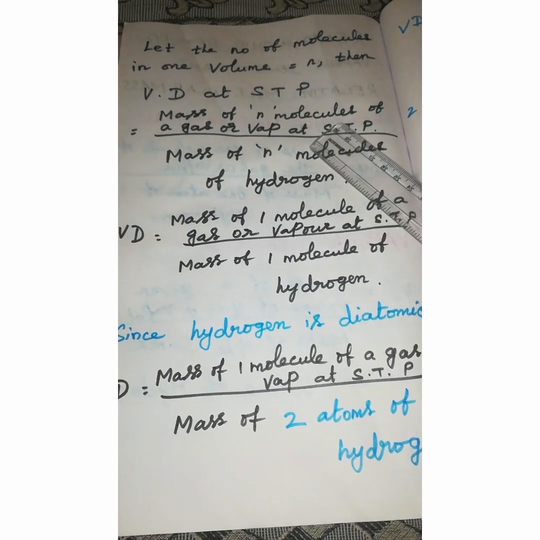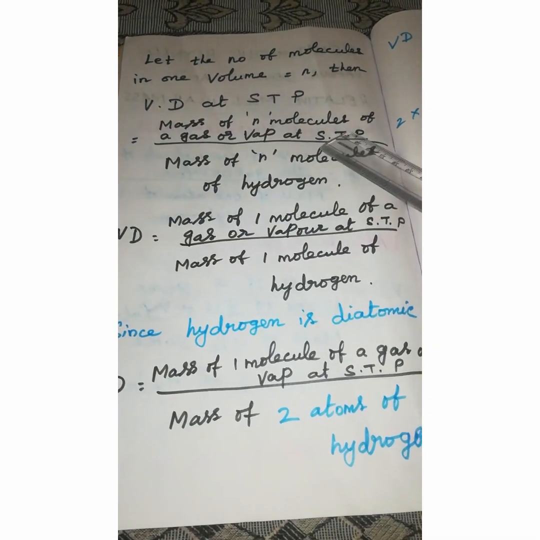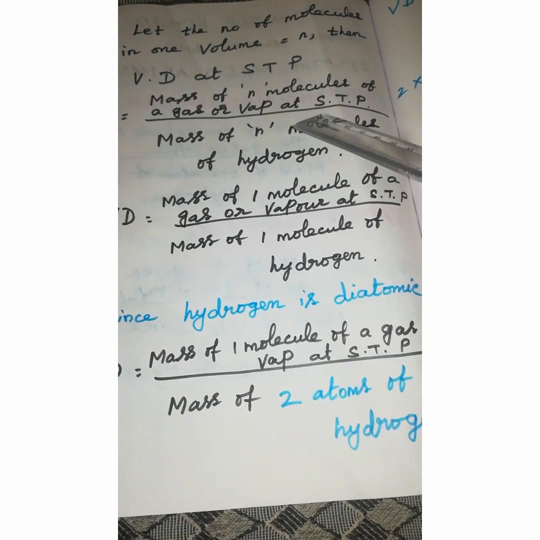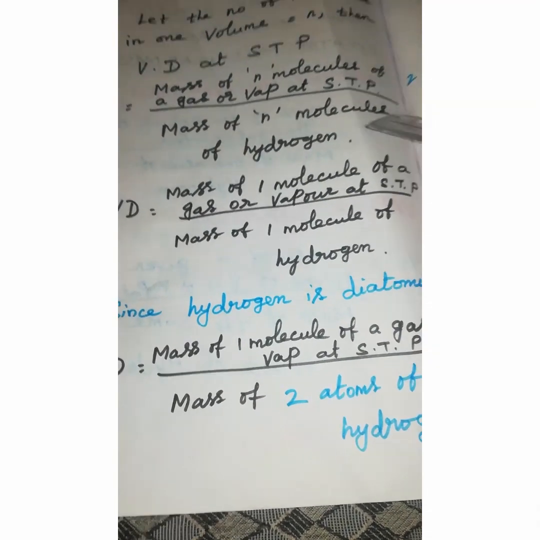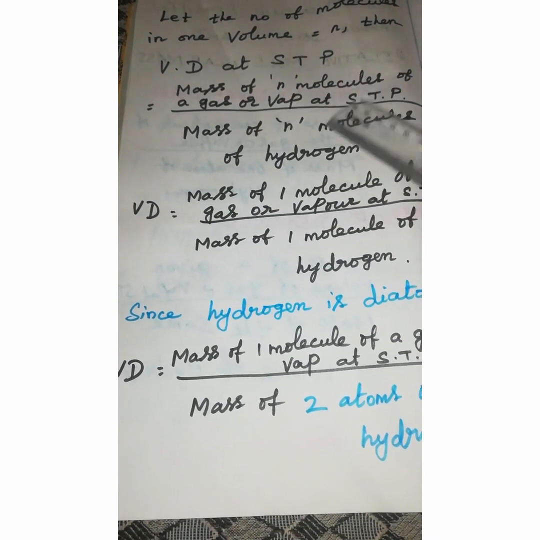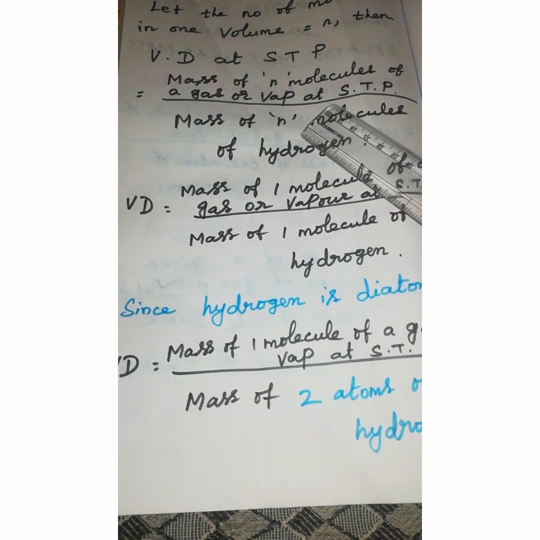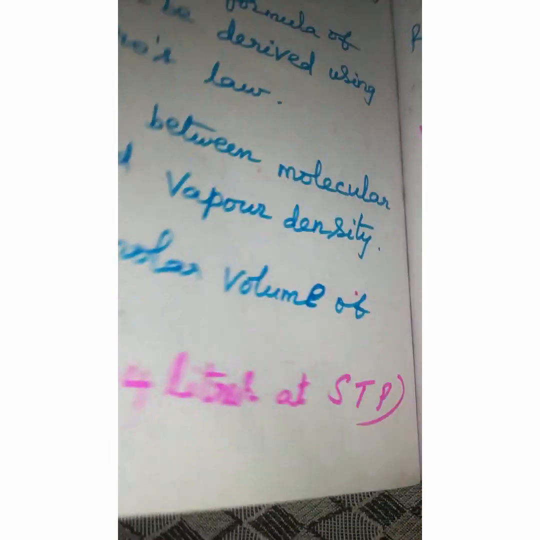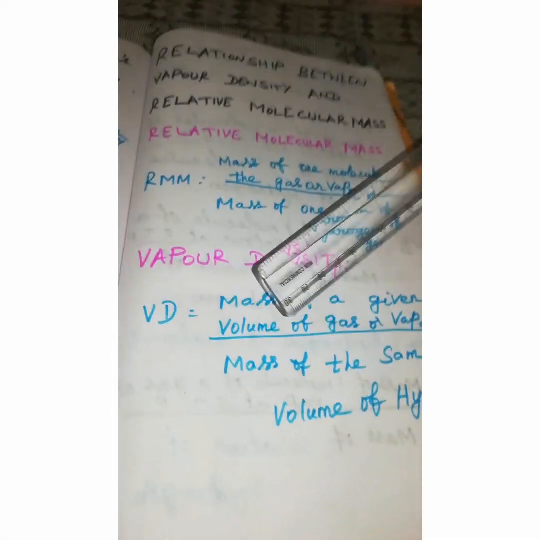Avogadro's law states that equal volumes of all gases contain an equal number of molecules. So one volume can be written as n molecule. That is, mass of n molecules of gas or vapor at STP divided by mass of n molecule of hydrogen. This can be written from Avogadro's law. Applying Avogadro's law, volume of all gases can be written as number of molecules of gases. So volume can be written as molecule. But n volume can be written as n molecule of gas.